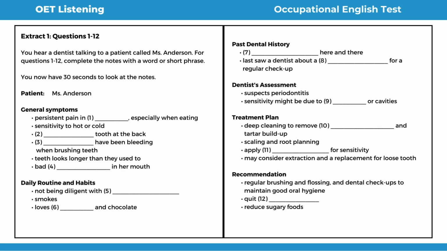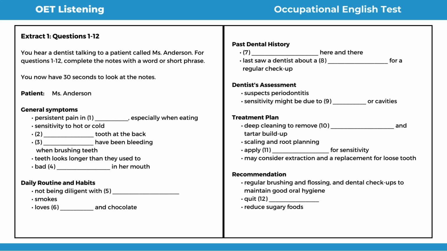Okay, anything else? Yeah. I've noticed my gums have been bleeding a lot when I brush my teeth. They also seem to be receding, like my teeth look longer than they used to. And there's this bad taste in my mouth all the time, which is really unpleasant. I see. And tell me a little about your daily routine. Do you have any habits that might be affecting your dental health? Well, I guess I haven't been as diligent with my brushing and flossing as I should be. I tend to skip it when I'm tired, which is often because I've been working long hours as a graphic designer. And, I do smoke, though I know I should quit.